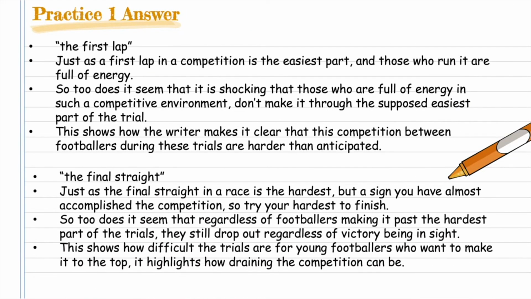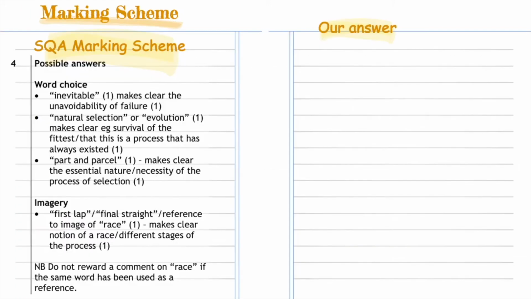We're going to go over where we get the marks now. We're going to look at the SQA marking scheme so that we can see the amount of choice that we had for imagery. Along the left-hand side of the screen is what the SQA look for when they're marking. As you can see, there's a word choice section as well as imagery because it's asked for both.